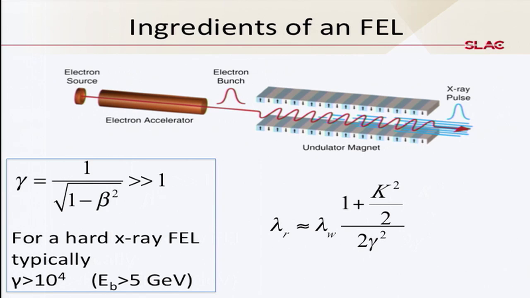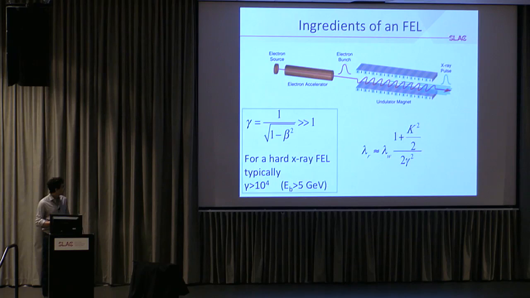Now, we're talking about very high energy beams, highly relativistic, so your gamma Lorentz factor is much larger than one. Just a reminder, gamma is roughly twice the energy in MeV. So for hard X-ray FELs, you're looking at multi-GeV beams, so gamma larger than 10 to the 4. And many of you might already know this.